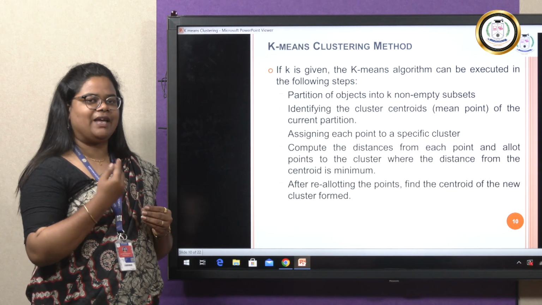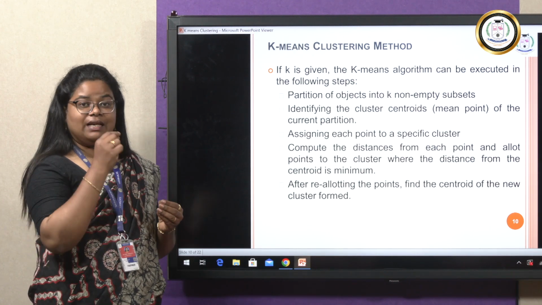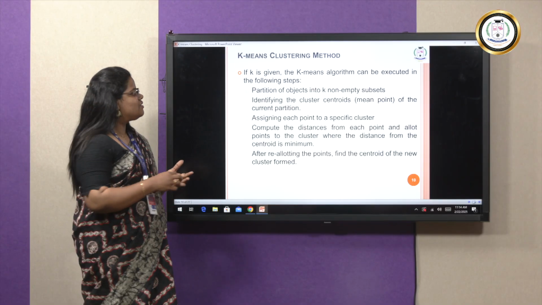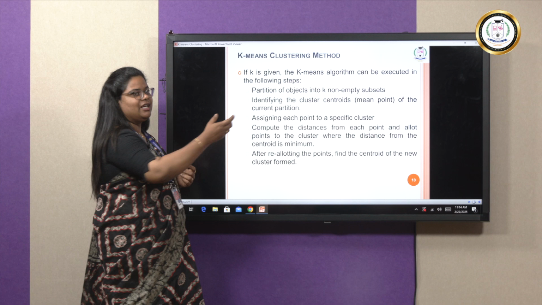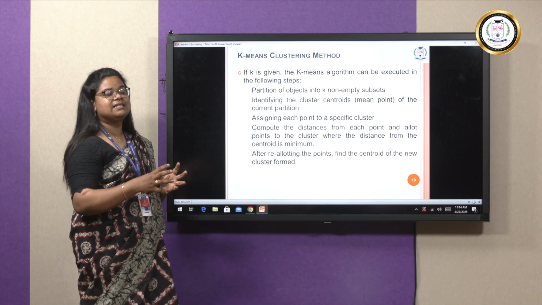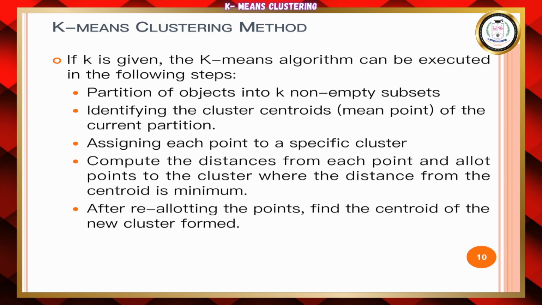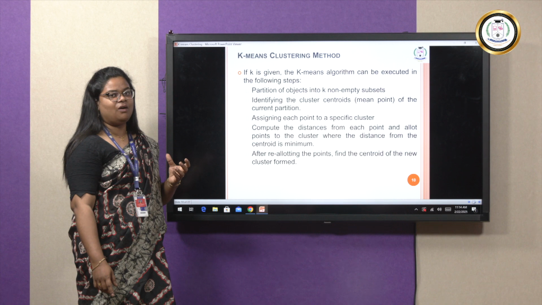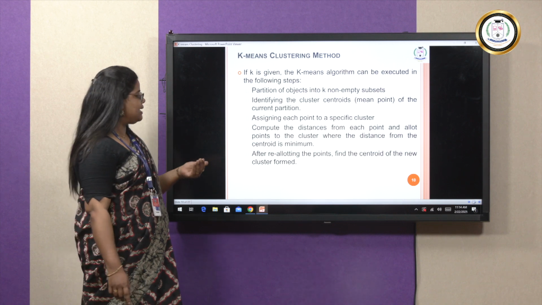We can make use of any number of groups into which we want to split the data, and that number is known as K. So that is the k-means clustering method. Using k different means, we are going to group the whole data in the data set. First, identify the cluster centroids or mean points. So we have to find out the mean of the different groups, and then go to the next step.